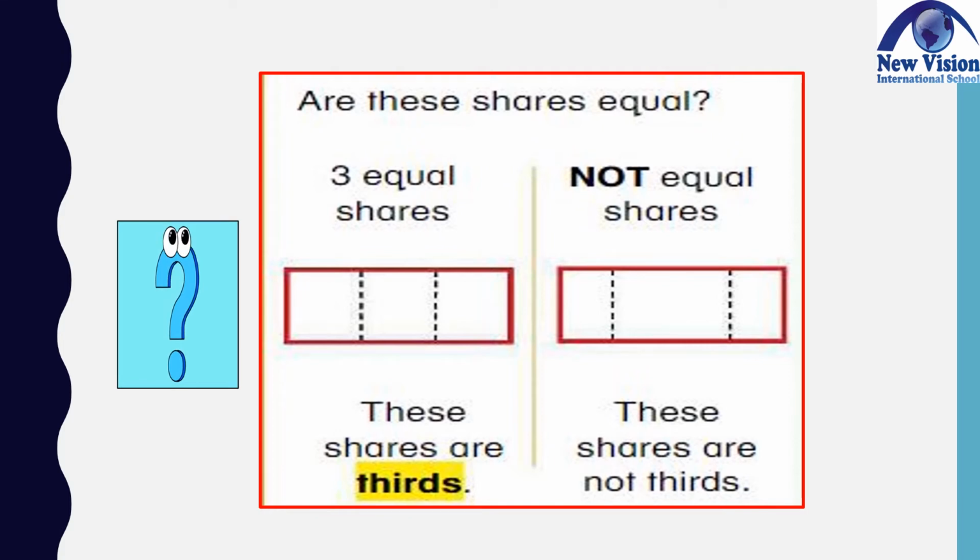Are these shares equal? In the first rectangle, there are 3 equal shares. These shares are thirds. When we say thirds, these are 3 equal shares that make up a whole. Why are the 3 shares of the second rectangle not thirds? Because they are not all 3 equal shares of the whole.